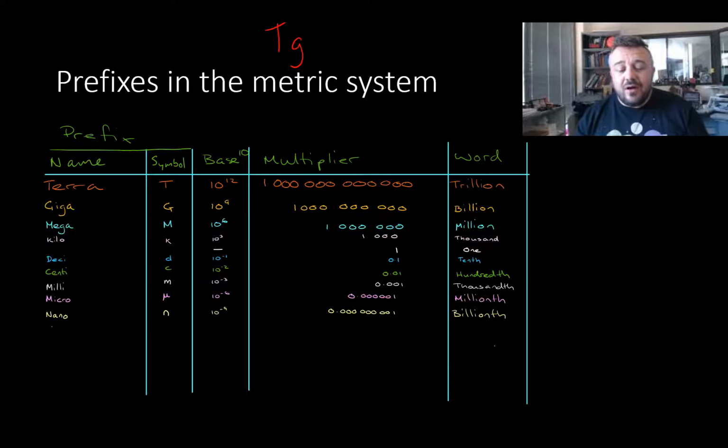Then we get to nano. By the way, note that micro has a weird little symbol. It looks like a U with an extra bit off the side, off the bottom. Then we get to nano, which is 10 to the negative 9, and it's a billionth. Then pico, which is a trillionth. It's the opposite of our tera.